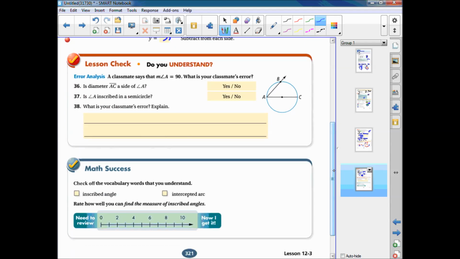All right, so that concludes our lesson. We have a little lesson check now. So as always, pause the video, try the lesson check yourself, and then come back. Welcome back. So a classmate says that the measure of angle A is 90 degrees. What is your classmate's error?